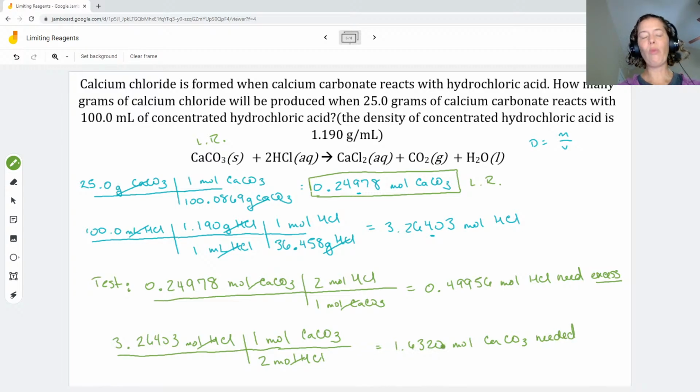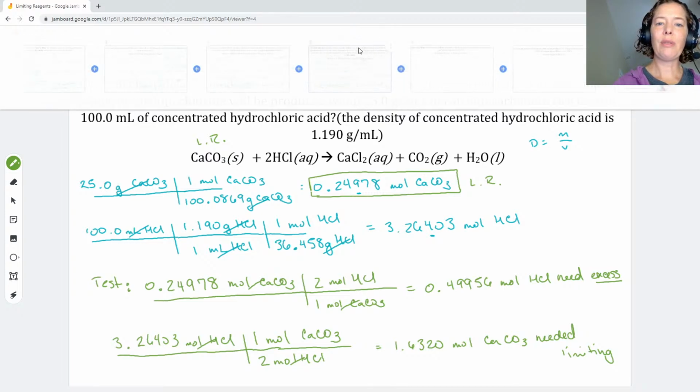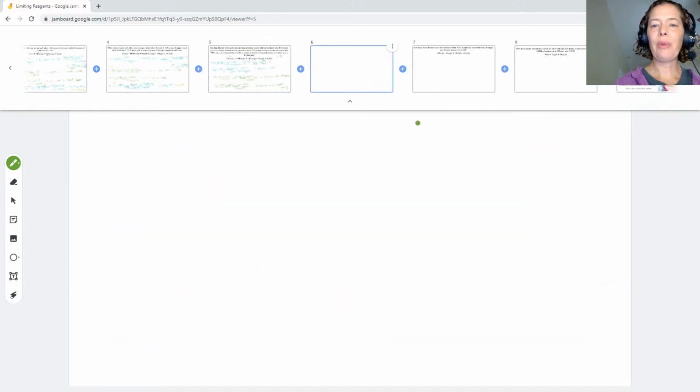Okay, so I need 1.6 moles. Let's go to the storage closet. How many moles do I actually have? Oh, I've only got 0.2. I don't have near enough. So my calcium carbonate is limiting, which of course we already knew. But again, it's nice to get that confirmation that yes, both of your tests are pointing to the same limiting reactant. I've run out of space, so I'm going to need to give myself an extra page here, which is not surprising. Let me just add one in there.